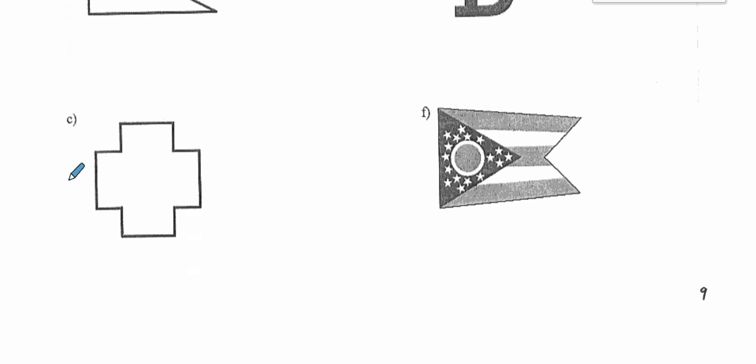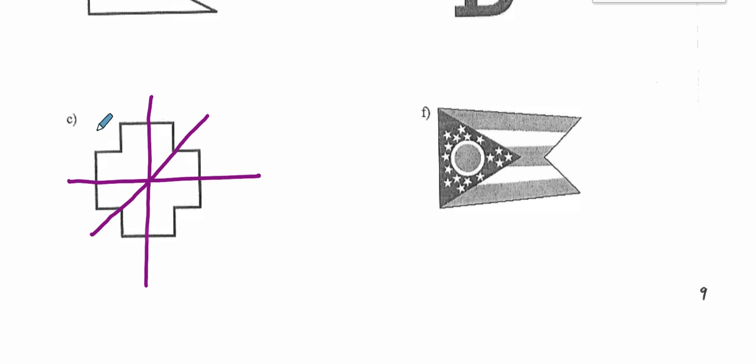Okay, so let's take a look at this one here. It can be cut horizontally, vertically. We could also cut it diagonally twice. Now you can't cut it through these points here because it won't map to itself. So in this particular case, I drew a total of 4 lines.